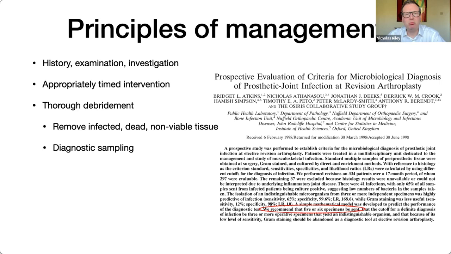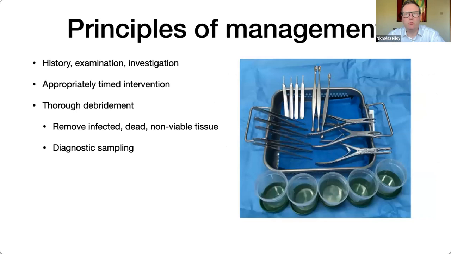We have these sampling trays in Oxford. So we have separate trays with clean materials on that we can use. As soon as we think that we can see something that might be infected that we want to sample, we take fresh instruments so that this reduces the risk of contaminated instruments causing an issue with the sampling.